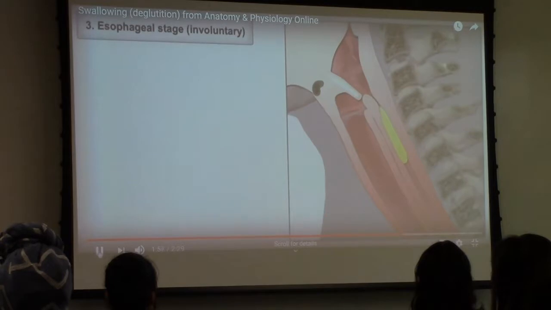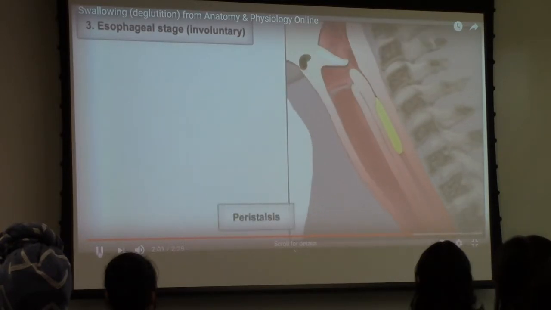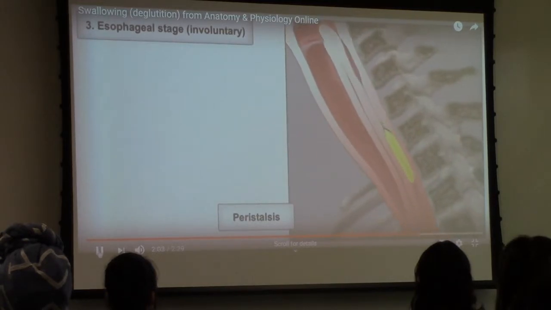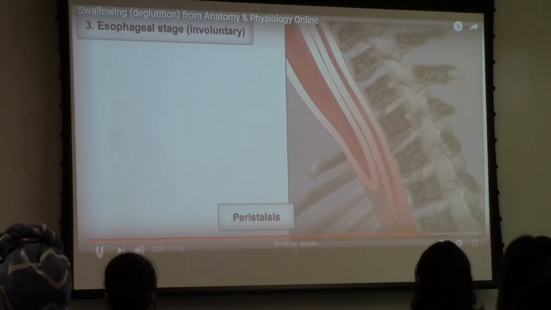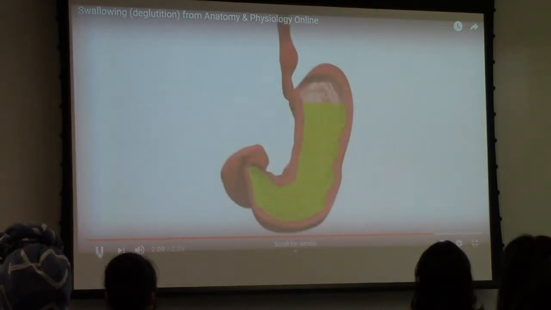In the final esophageal stage, the bolus is pushed onward by peristalsis, a progression of involuntary wave-like contractions of the circular and longitudinal smooth muscles of the esophagus. As the bolus approaches the end of the esophagus, the lower esophageal sphincter relaxes and the bolus moves into the stomach.